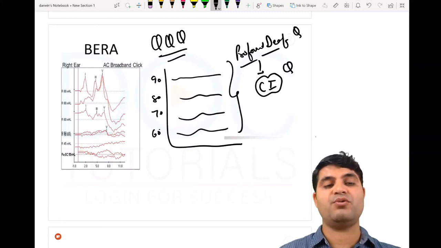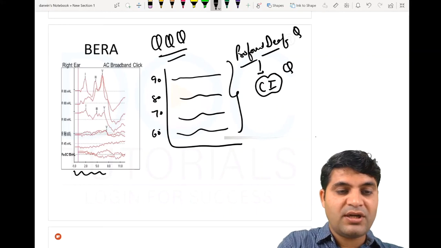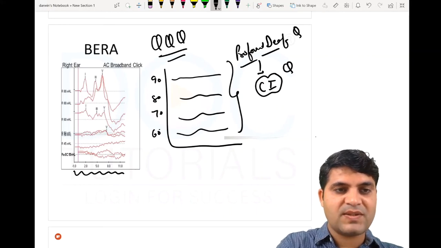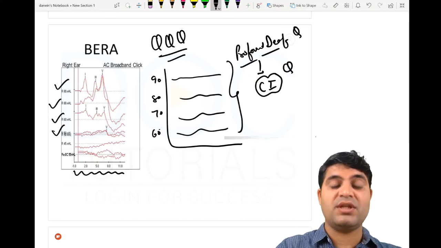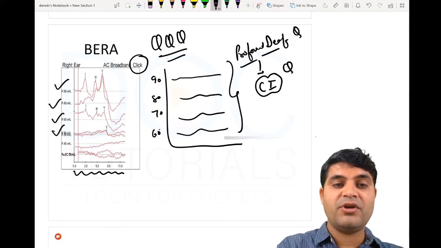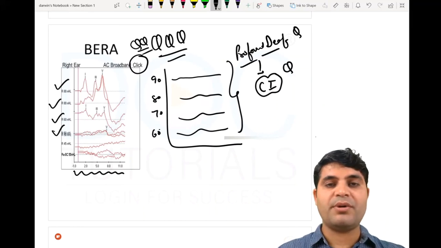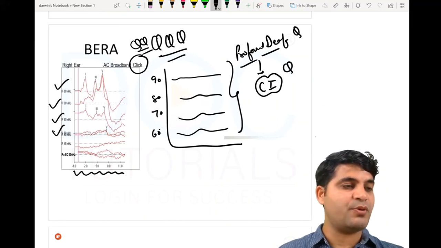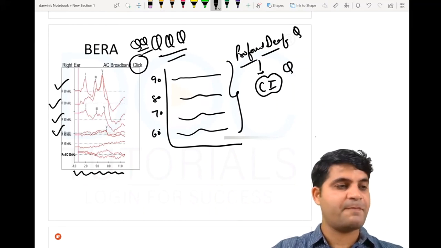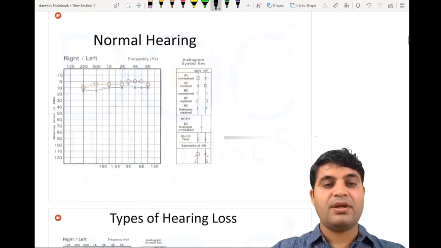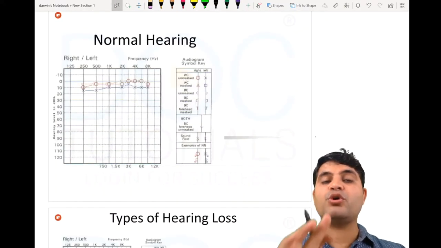So question number 1, question number 2. This is how we ask you questions. Can you identify 10 milliseconds here on the x-axis and decibels on the y-axis? So this is nothing but BERA, where we use click as a stimulus, right? So this is all about brainstem evoked response audiometry, dear students. Okay, now coming to pure tone audiograms.